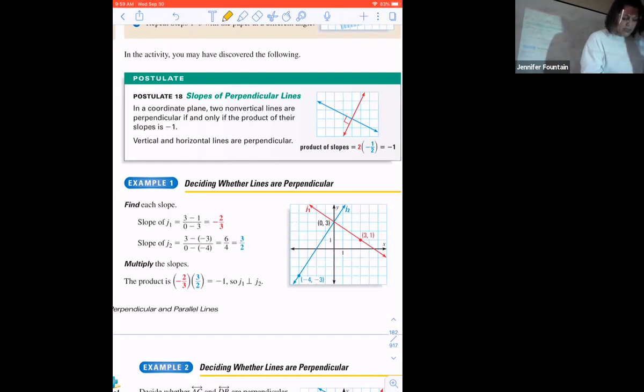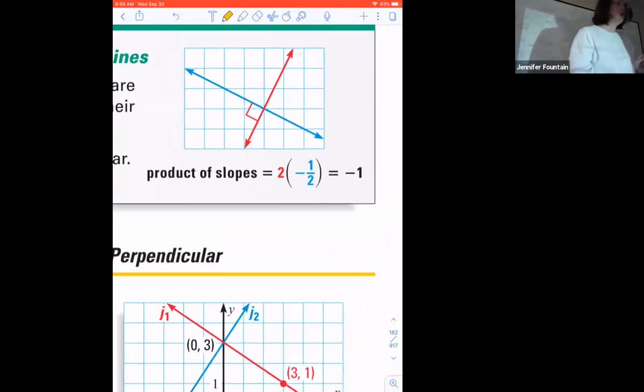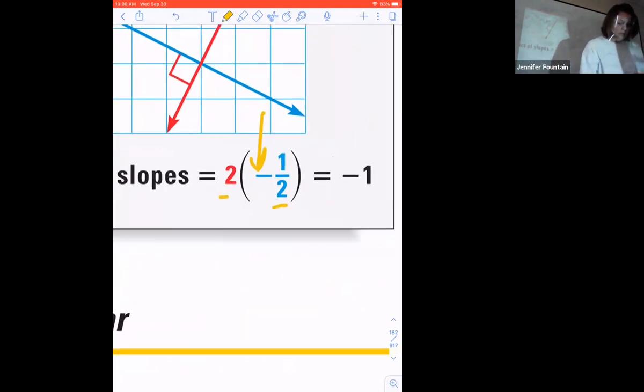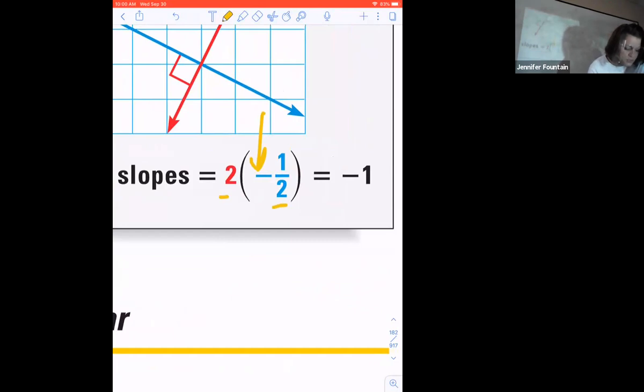So if we look at this, if the slope of the red line is 2, then the slope of the blue line is -1/2. Remember, we talked about negative reciprocals. One is positive, one is negative. Reciprocals means that they're flipped. Okay? So if I multiply 2 times -1, I get -2.